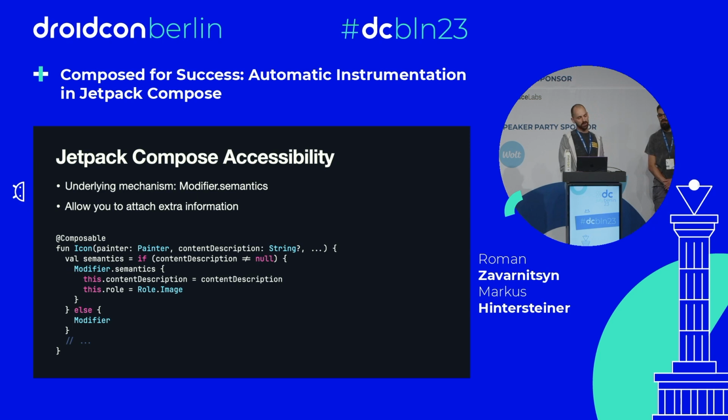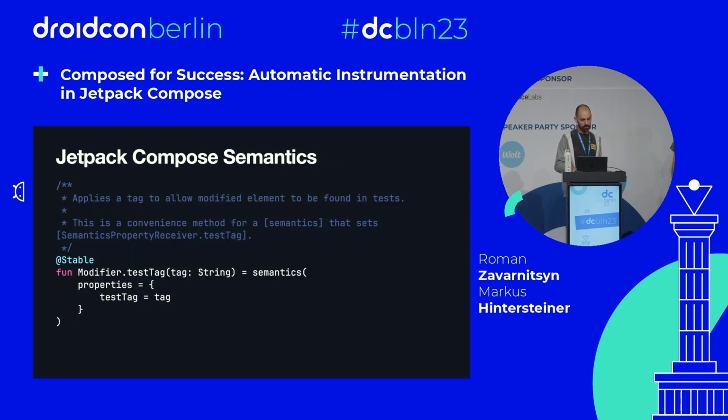And when digging deeper, we also saw that the underlying mechanism which Jetpack Compose is using is semantics. Here I have some source code of the Icon composable you can find in the AndroidX libraries. What it's doing is taking the content description and transforming it into this Modifier.semantics call. Then this modifier is simply attached to your composable, and at runtime, when accessibility is enabled, you can read out this information again. So it was nice to see how that works.